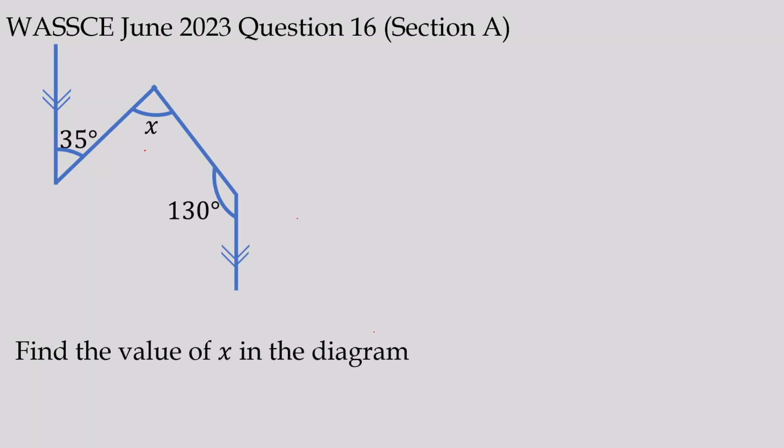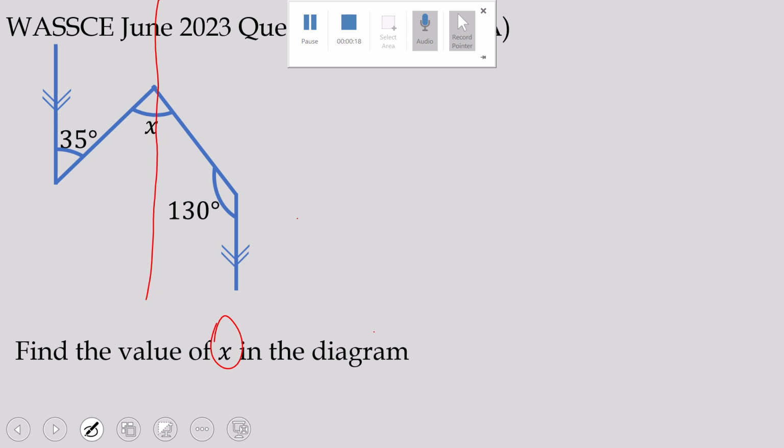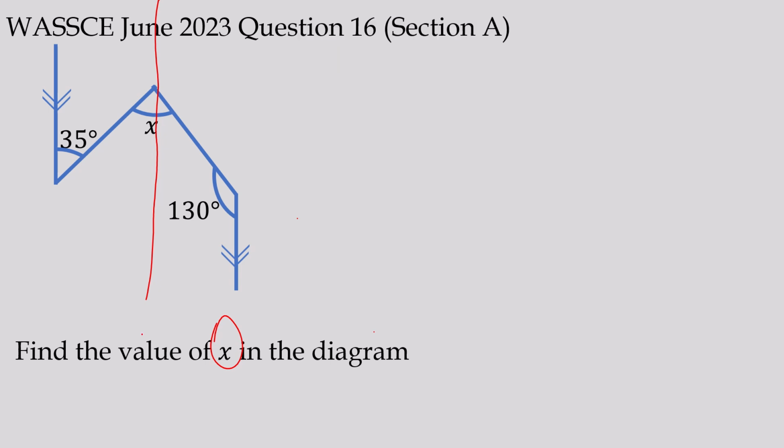Okay, so now let us take a look at this question. With this question, we've been asked to find the value of x. Now to solve for the value of x in this case, I am going to introduce a third line. This is the third line I introduced, and this line over here is parallel to the other two lines. So it is parallel to this and this.